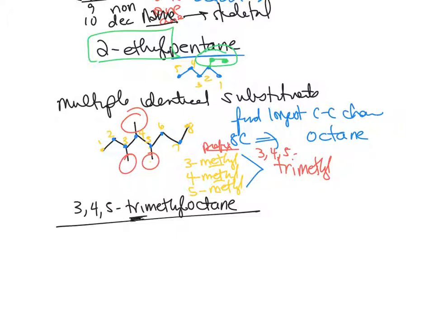So if you have tri, because you have 3 methyls, you better have 3 numbers. That's how I remember it. And there's di. You pretty much only need di, tri, and tetra as your prefix to memorize. I don't think I've ever seen it go higher than tetra.